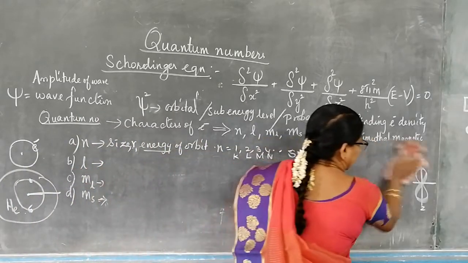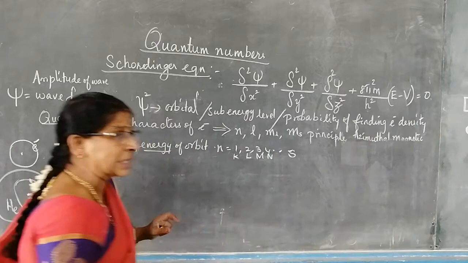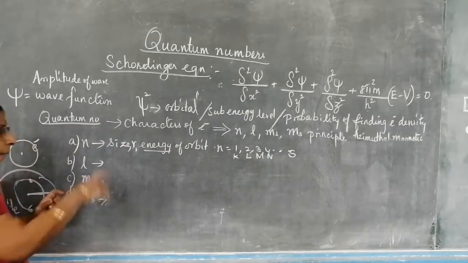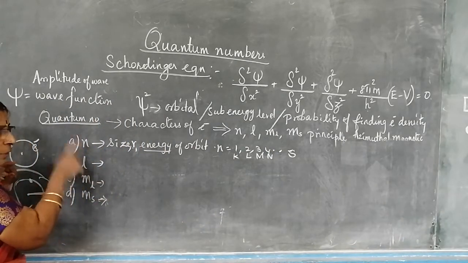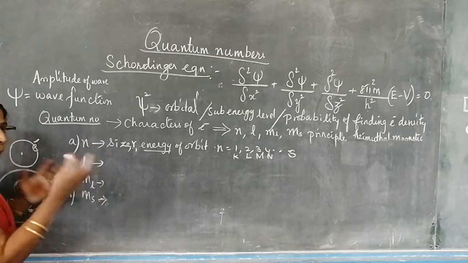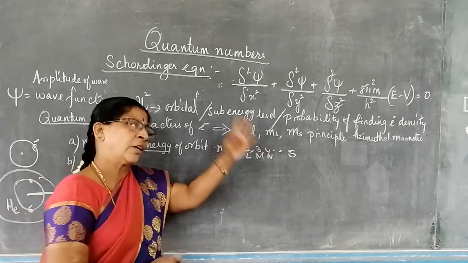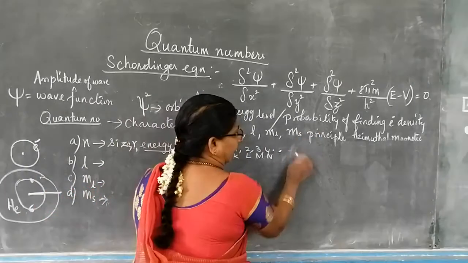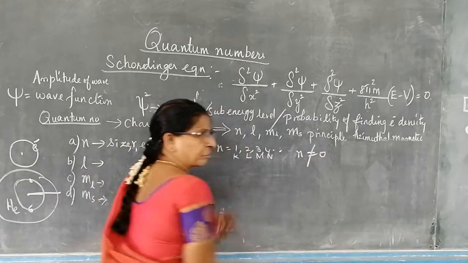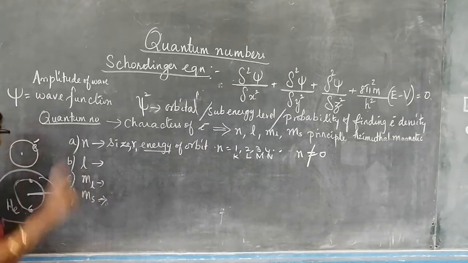Yes, energy, radius and size of the orbit can be understood with the principal quantum number. There is no formula to calculate the n value. It automatically goes from 1 to infinity. n can never be equal to 0. You have to understand that.